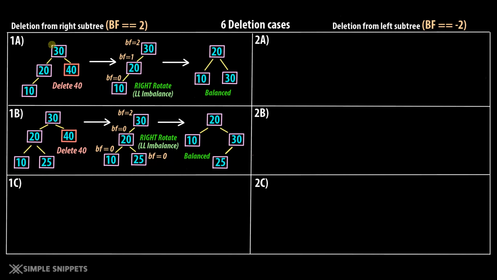So here's the first case where we have this AVL tree and you have to delete the value 40. When you delete the value 40, you'll calculate the balance factor for every node, because after deletion or insertion in an AVL tree, you have to again calculate the balance factor for all the nodes so that you can figure out whether the tree has become imbalanced or not, right?